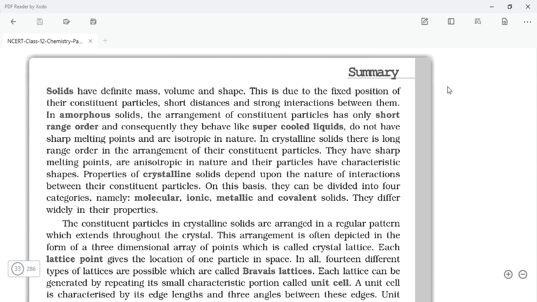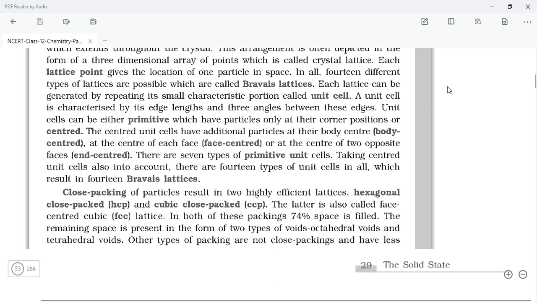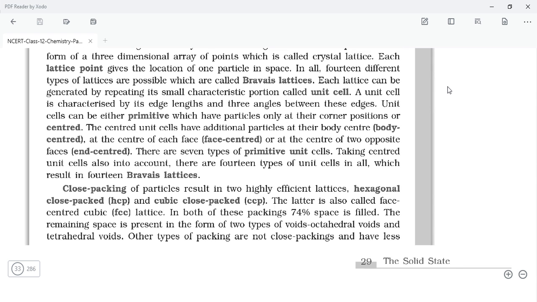The constituent particles in a crystalline solid are arranged in a regular pattern which extends through the crystal. This arrangement is often depicted in the form of a three-dimensional array of points, which is called a crystal lattice. Each lattice point gives the location of one particle in space. In all, 14 different types of lattice are possible, which are called Bravais lattices. Each lattice can be generated by repeating a small characteristic portion called a unit cell.